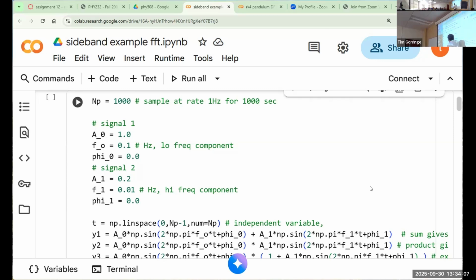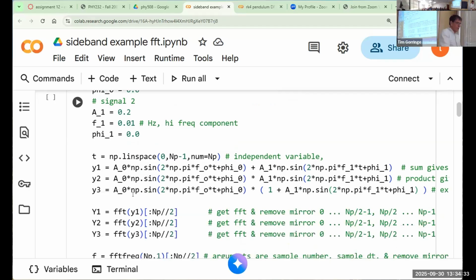The first signal has a frequency of 0.1 hertz, so it has a period of 10 ticks. And the second one has a frequency of 0.01, so that's a period of 100 ticks. So I've got a low and a high frequency signal. Those two signals, the high frequency and the low frequency signal, I'm going to combine in several different ways. And then I'm going to calculate the Fourier transforms of those combinations.